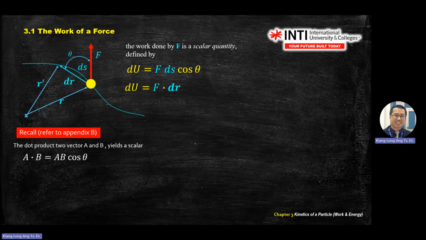So we can write dU equal to F ds cos theta, also equal to F dot dr. Okay, so this one, ds cos theta, also equal to dr.